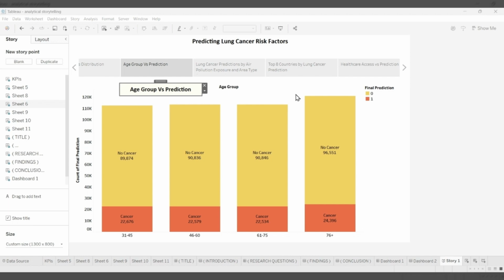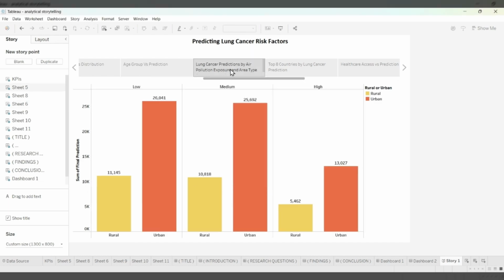We then look at how age relates to lung cancer risk. These charts compare the four age groups. The highest number of predicted cancer cases, 24,396, was seen in the 76 plus group. But interestingly, the gap between cancer and no cancer prediction remains stable in the younger groups. This means that while risk increases with age, we need early monitoring across all age ranges, not just in seniors.